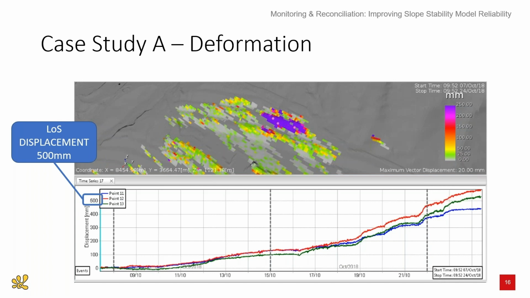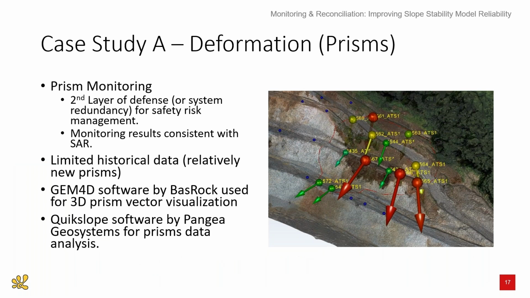So the same radar data, basically over that time period, identified 500 millimeters of line of sight, or LOS, displacement. And you can see the notable change in velocity on the 16th of October there. At the same time, the prism monitoring, which was a second layer of defense in this case, also identified the same response in behavior based on prolonged rainfall. So what you can see here on the right is prism vectors, with the red ones being higher magnitude displacements.